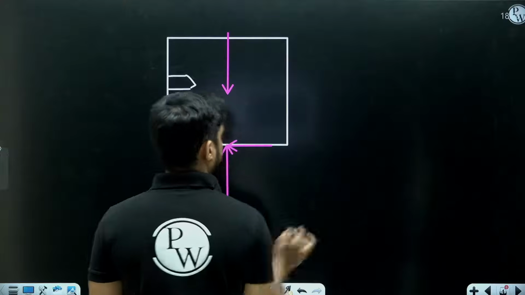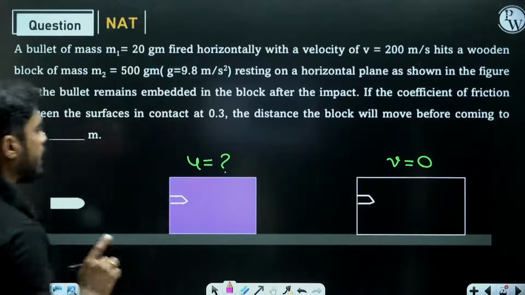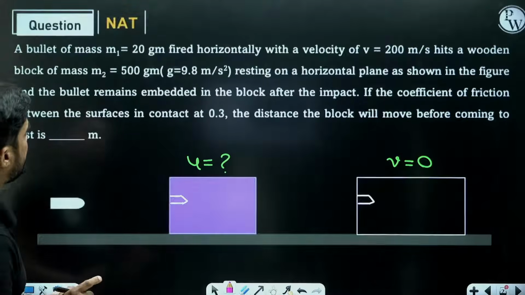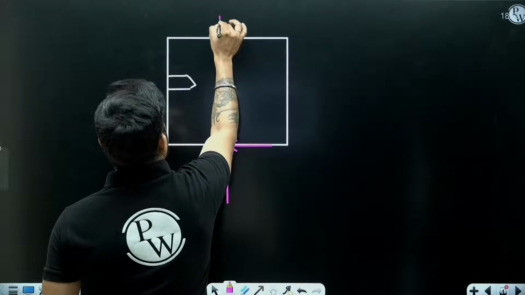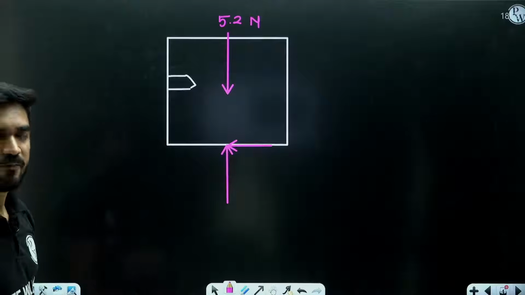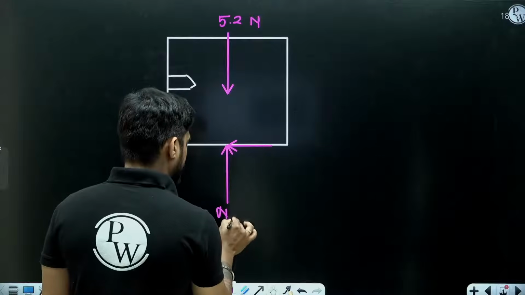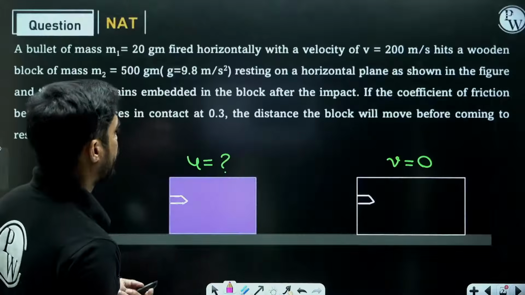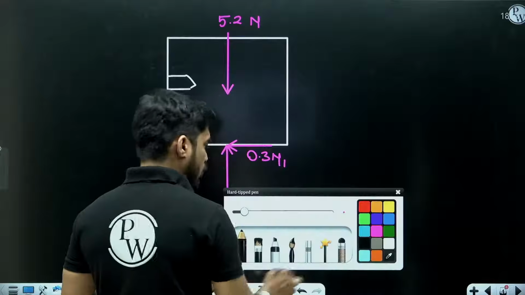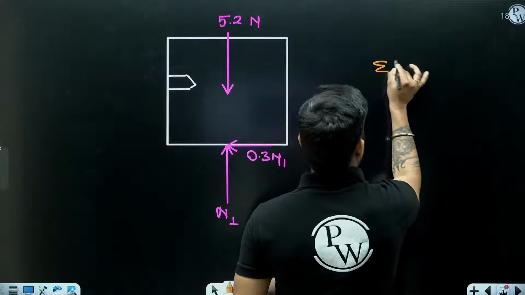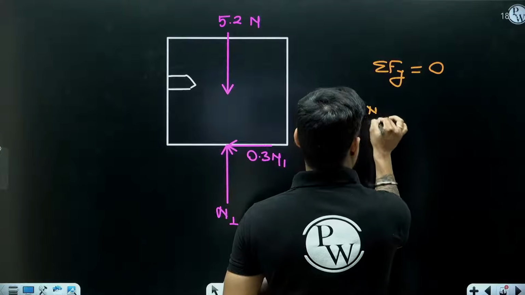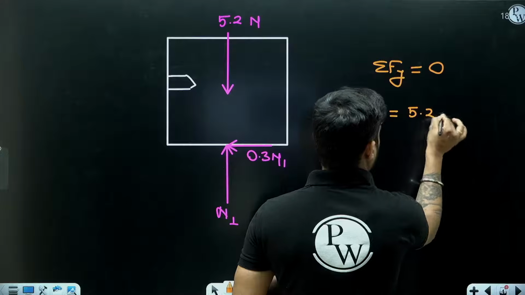What is the weight? See, their total mass is 520 gram, means 0.52 kg, and let's say g is equal to 10. So it will become 5.2 Newton. The weight will be 5.2 Newton. Let's say this is N1, and the coefficient of friction is 0.3, so the friction is 0.3 N1. Now understand, in y direction there is no motion, so N1 will be 5.2 Newton.